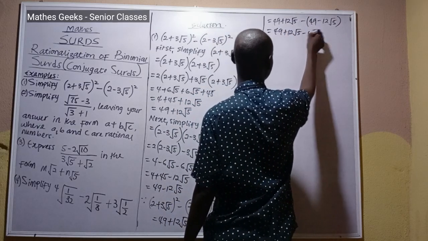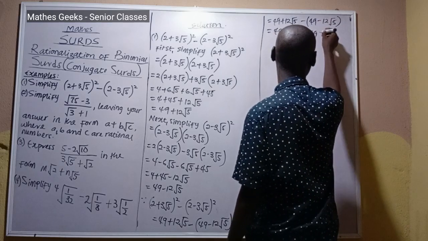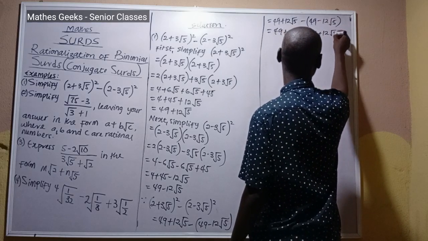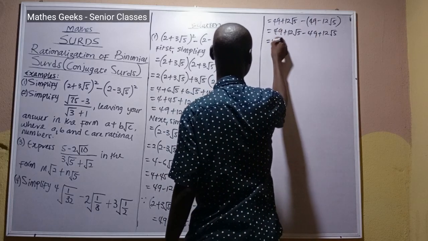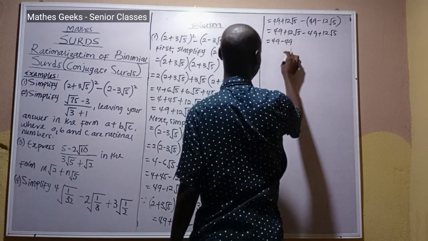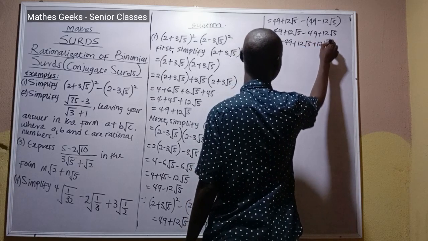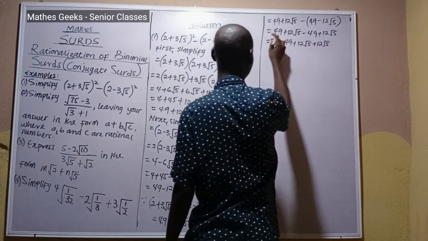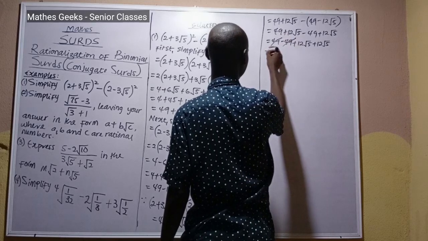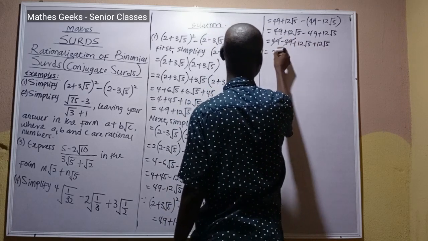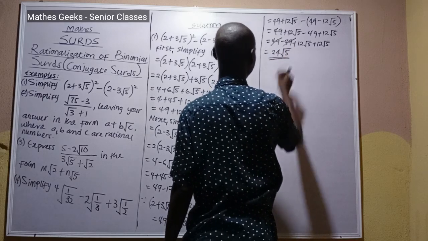Minus times 49 gives us minus 49. Minus times minus 12 root 5 gives us plus 12 root 5. So 49 minus 49 plus 12 root 5 plus 12 root 5. 49 minus 49 gives us 0, they cancel. So we have 12 root 5 plus 12 root 5, which is equal to 24 root 5 as the answer.